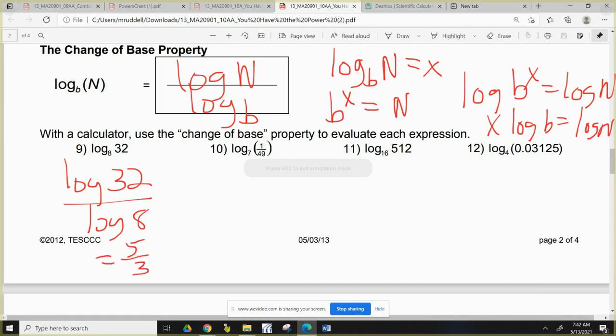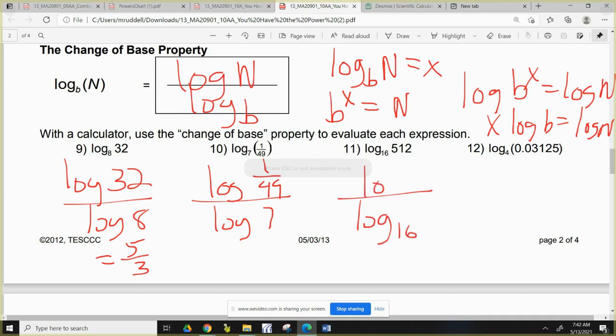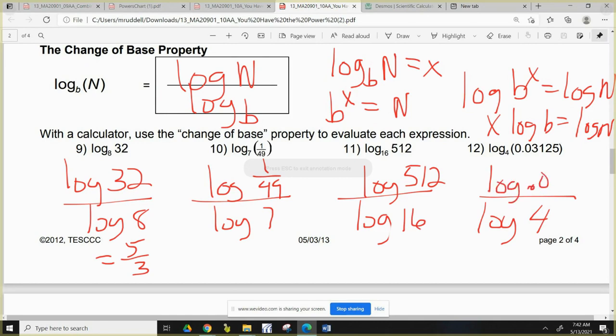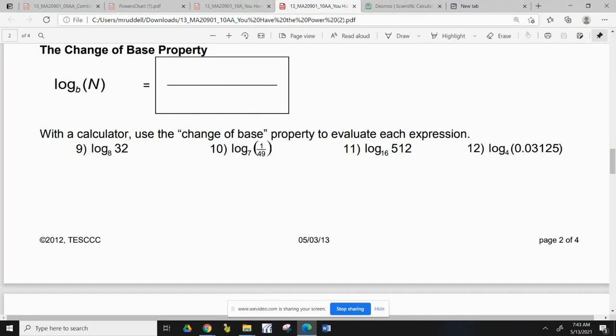Or your fraction. Here, the base goes on the bottom. Here, the base goes on the bottom. And here, the base goes where? In the bottom. I don't know why I made that little 16 there. And then you would just type those in your calculators and get the decimals. Next.